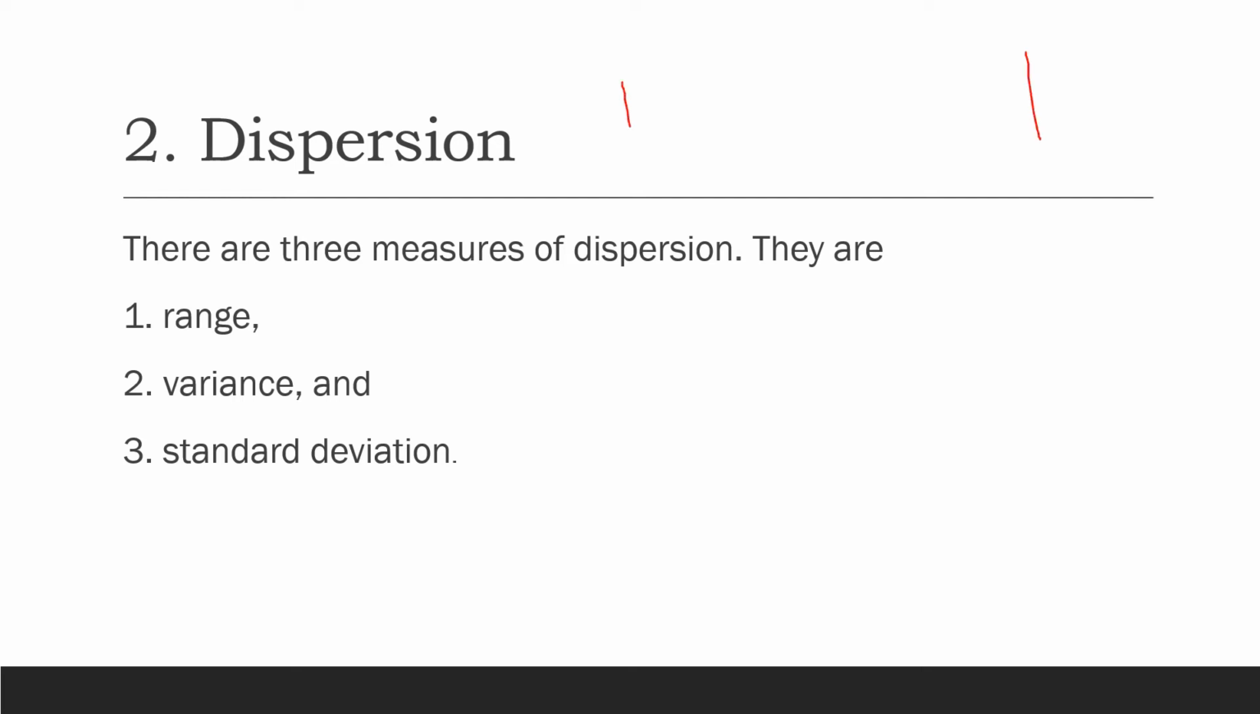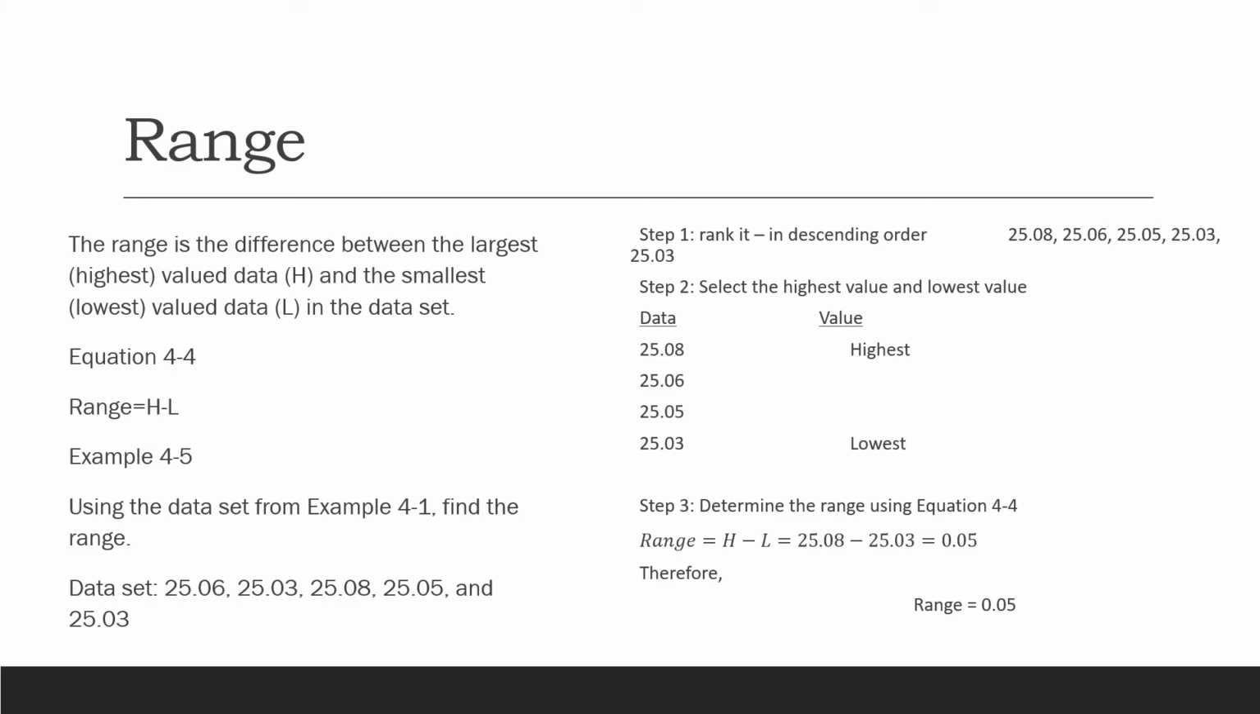Range is nothing but the data are from here to here, okay. Variance is nothing but how varied they are between each data. Standard deviation is how far away are they, okay, spread around the mean the data are. Okay, so let's take a look at that one by one. The very first one is range.